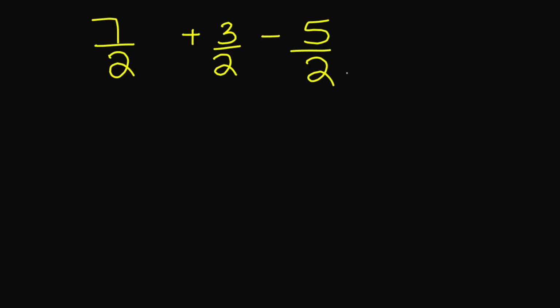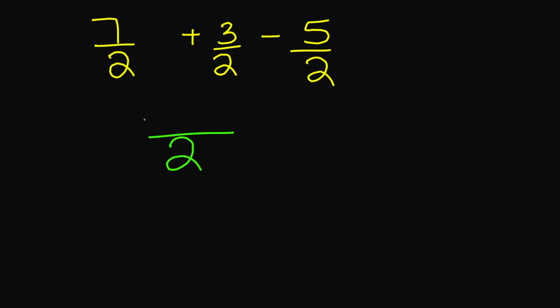Let's look at this example here. We have 7 over 2 plus 3 over 2 minus 5 over 2. And because our denominators are the same, which is perfect, I do not need to find a common denominator. So I'm going to go ahead and just add my 2 here.